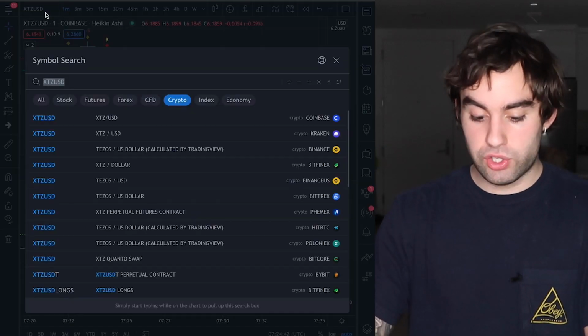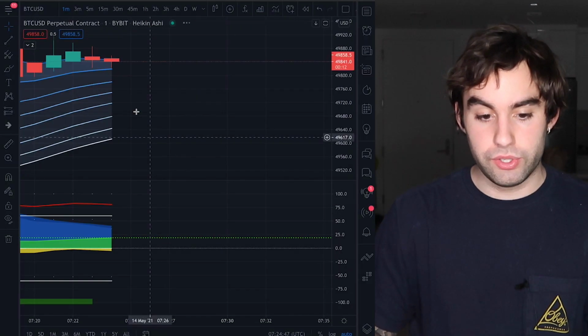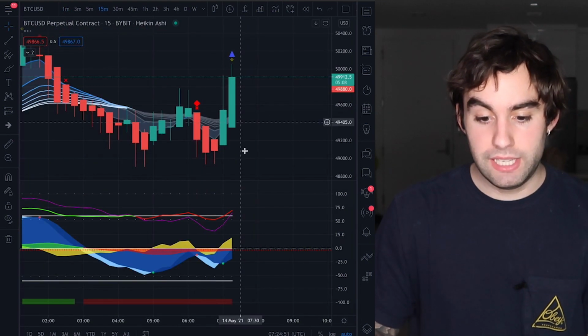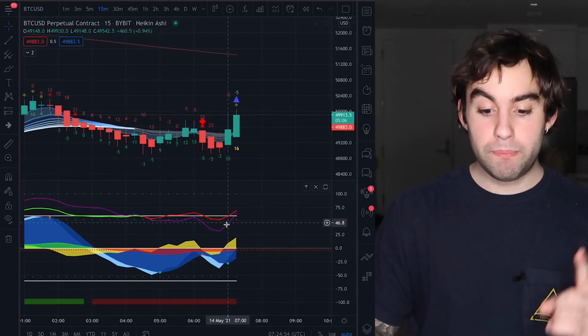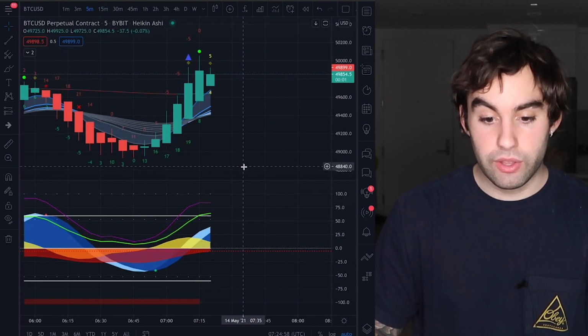But let's actually try Bitcoin, all right? Bitcoin USD. All right, let's go to Bybit, since there's a lot of volume on Bybit. Let's see what we have on the 15 minute. So 15 minute going up, there's a purchase signal right here. It's in the red.